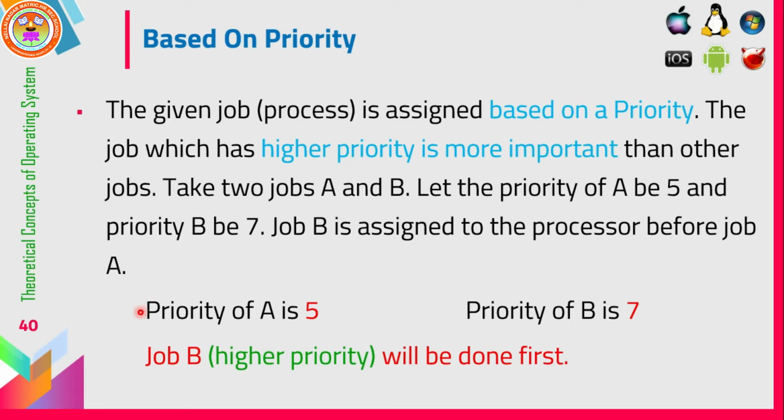So we see the example. The priority of A is 5. The priority of B is 7. Comparing these two, 7 is higher. So job B, which has the higher priority, will be done first. That is the logic of priority-based scheduling. So these are the different types of process management scheduling algorithms we have. Understood? Then the last key feature is security management.